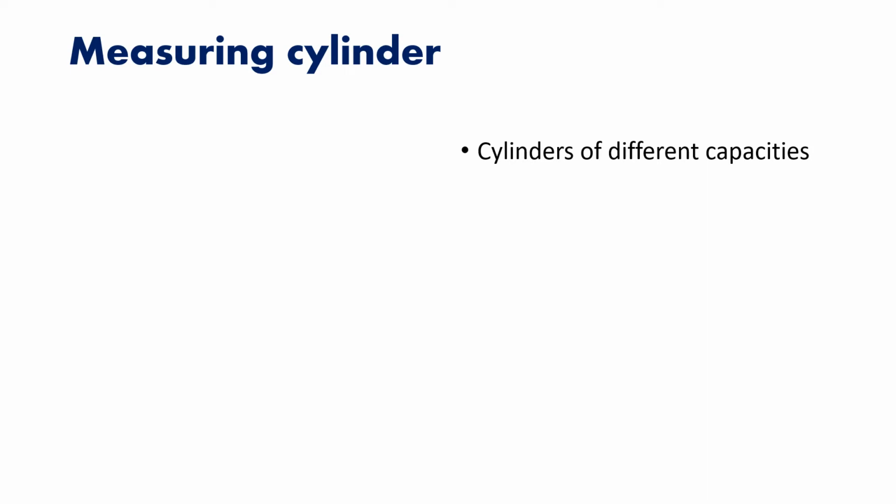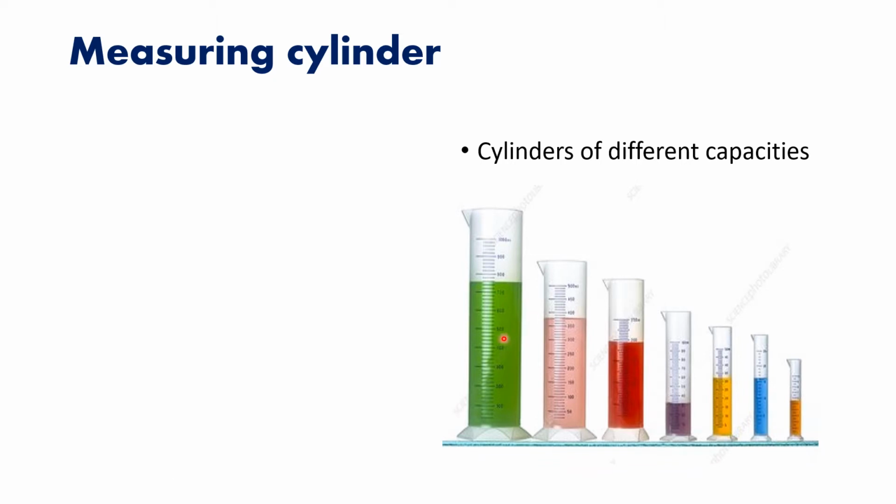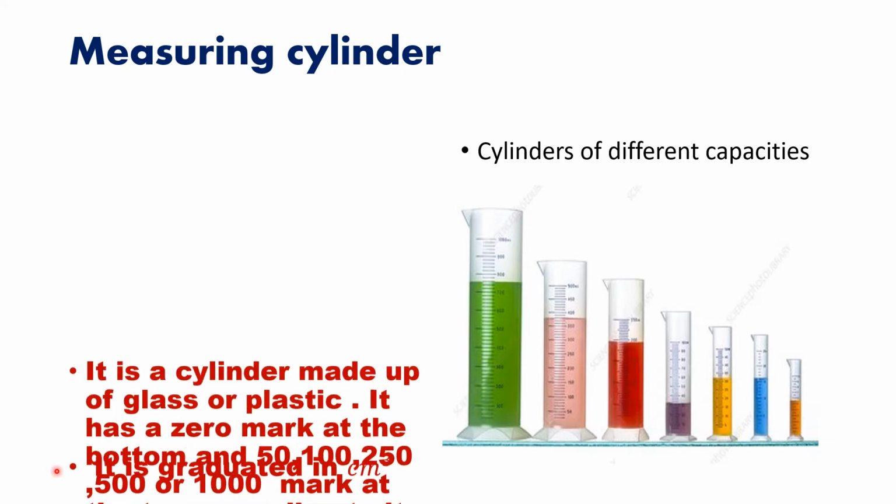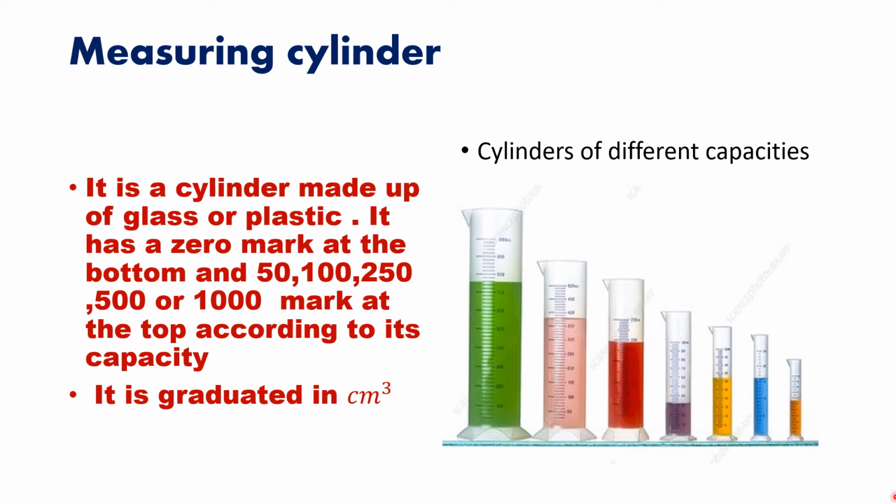First is the measuring cylinder. So measuring cylinder can have different capacities. Okay, so I'll just show you some measuring cylinders here. You can see very colorful liquid is there in each measuring cylinder. So you can see that some are big and some are very small. So this will have a very small capacity while this will have a large capacity. So we see here that these cylinders can be made of glass or plastic.